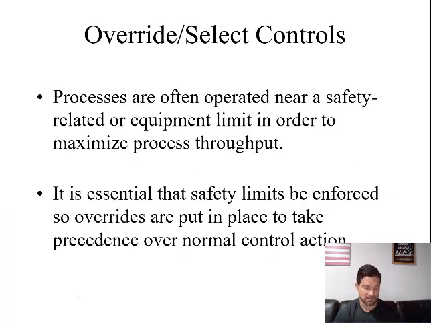All right, the next strategy we're going to look at is called Override Select Control. We're going to discuss this through a few examples. Override Select Control is a strategy of incorporating feedback control loops to maintain your process near a safety-related set point or prevent your process from getting to certain constraints. Here we're going to go through a few examples to discuss the implementation and operation of Override Select Control.